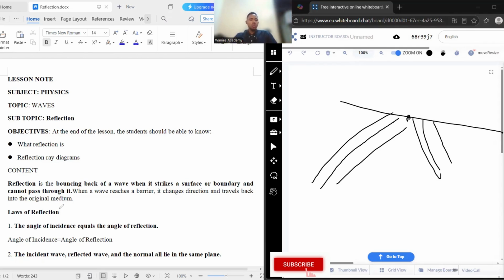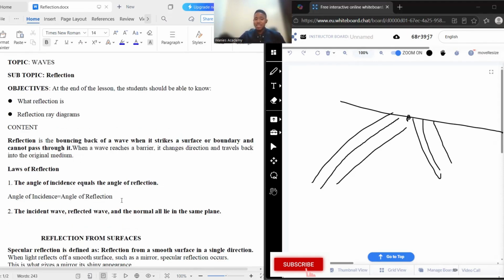So we have laws of reflection. The angle of incidence equals the angle of reflection. What does that mean? It means that the angle at which these rays get to the surface is the same angle at which they bounce back. And that is what we call the laws of reflection. While the second one is: the incident wave, reflected wave, and normal all lie in the same plane. So all these are the laws of reflection.